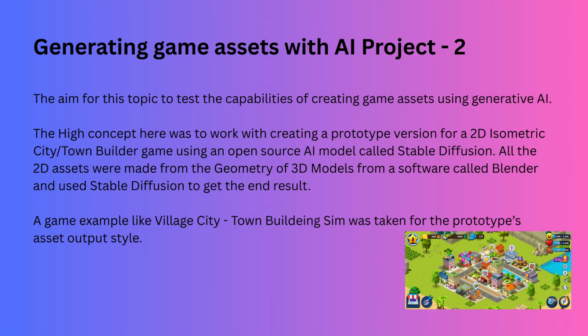The topic that was assigned for me during my second teaching block was generating game assets using AI. Here I chose to work with an AI model called Stable Diffusion, creating 2D isometric game assets to create a city/town builder prototype. A game example called Village City, a town building sim, was taken as reference for planning out a similar cozy asset style.